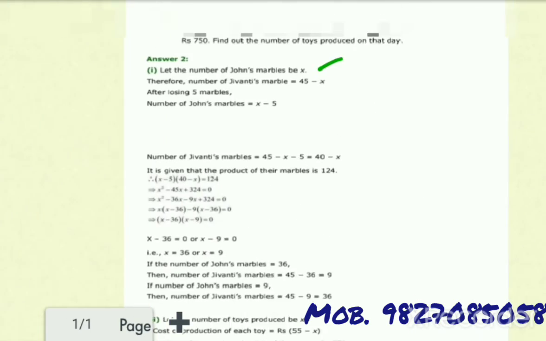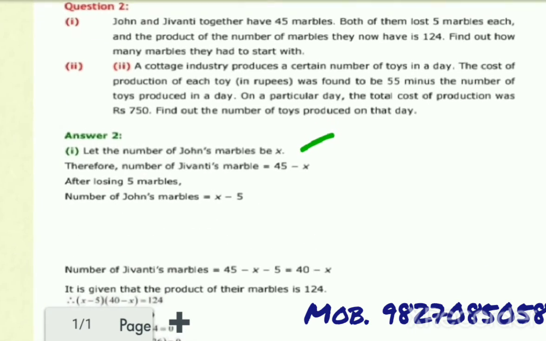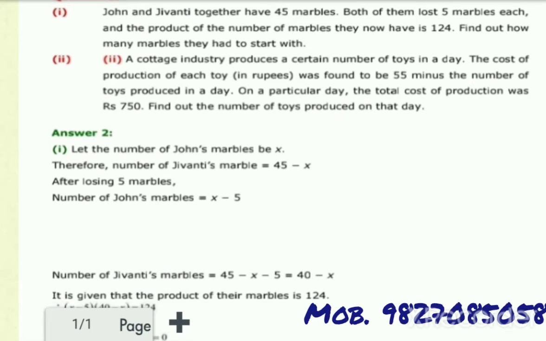Okay. Now question number 2. A cotton industry produces a certain number of toys in a day. The cost of production of each toy was found to be 55 minus the number of toys produced in a day. On a particular day, the total cost of production was 750. Find the number of toys on that day.